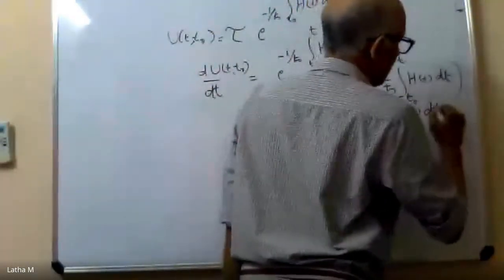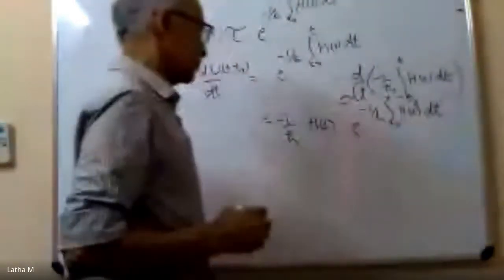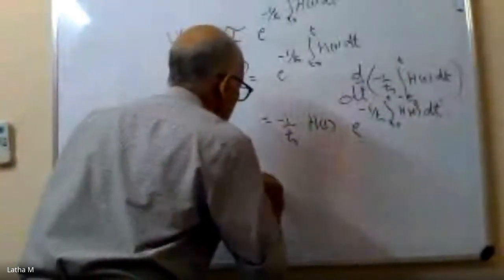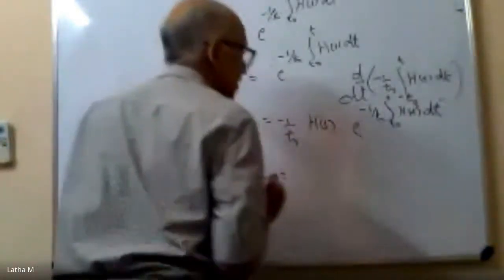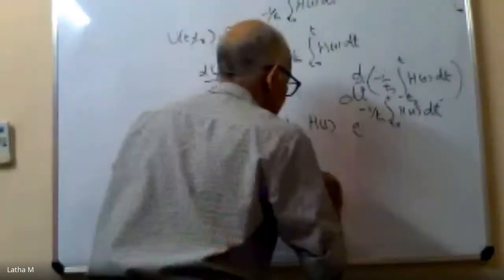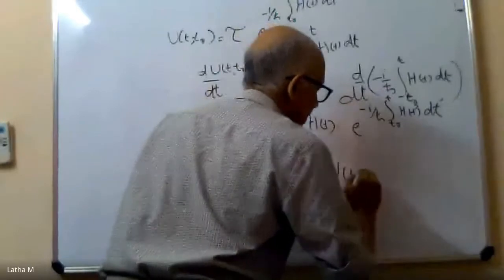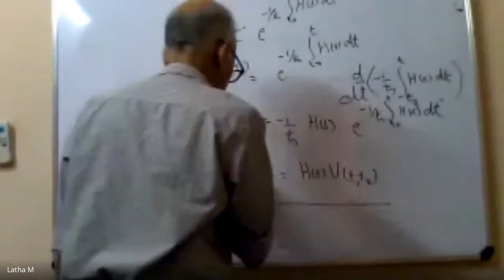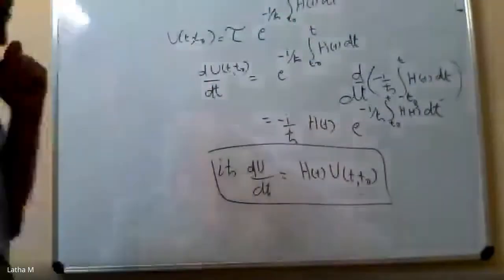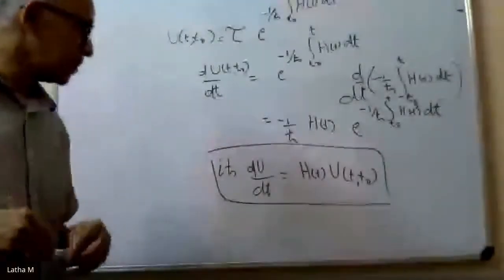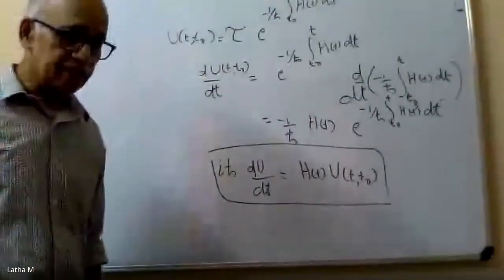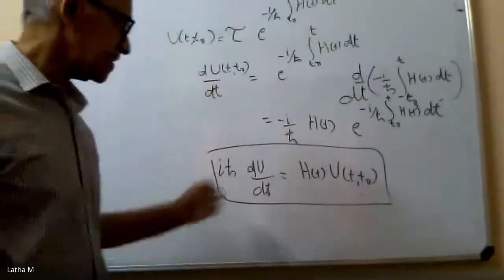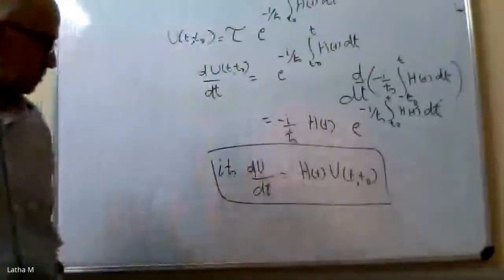H(t') dt'. Then we get i h cut dU by dt equal to H(t) U(t, t0). And this is the Schrodinger equation, the Schrodinger equation for the time evolution operator. In this case, I assume that the Hamiltonian depends on time.